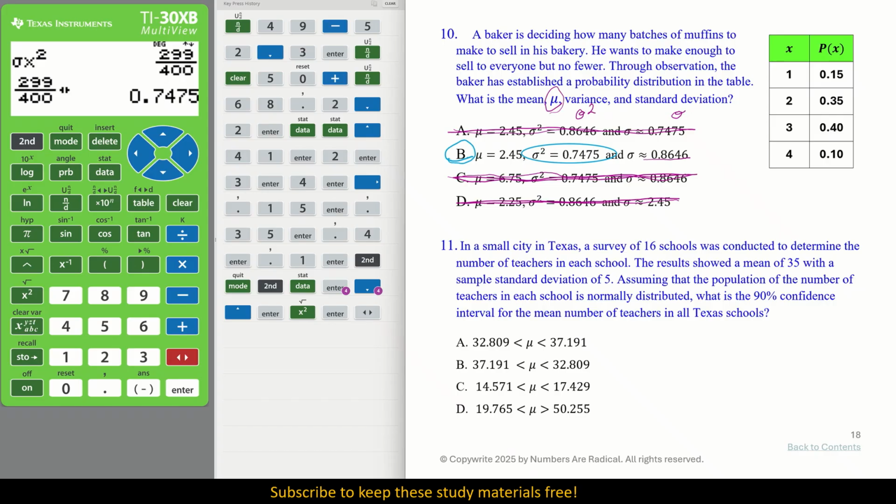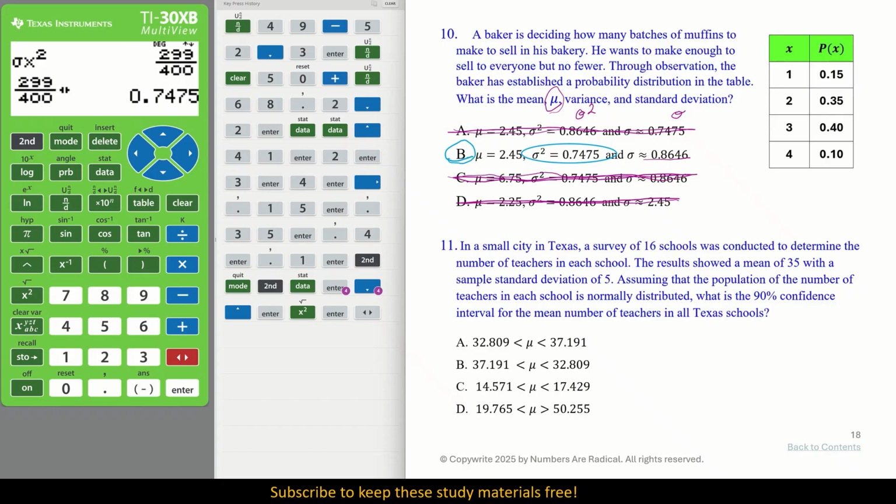Okay? All right, let's look at number 11. In a small city in Texas, a survey of 16 schools was conducted to determine the number of teachers in each school. The results showed a mean of 35 with a sample standard deviation of 5. Assuming that the population of the number of teachers in each school is normally distributed, what is the 90% confidence level of the mean number of teachers in all Texas schools?